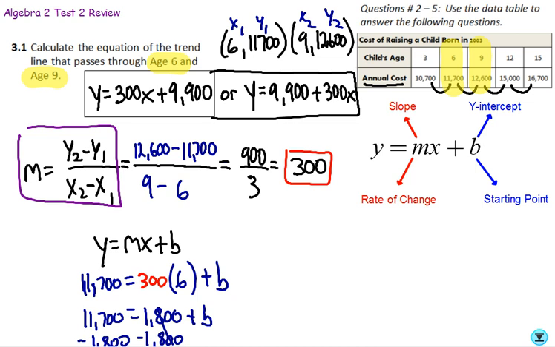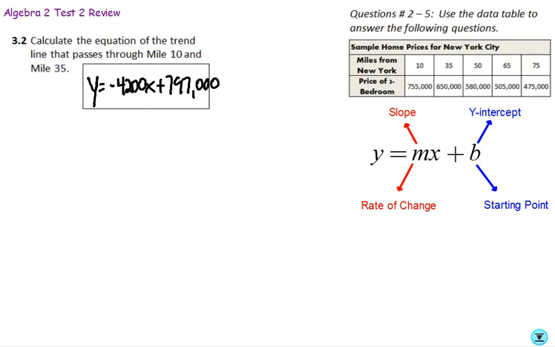All right, so let's check to see what you got for 3.2. So for 3.2, you should have got y equals negative 4,200x plus 797,000. And the reason why that slope, the rate of change, is a negative 4,200, is that if you remembered our graph, it was going downhill. So what that means is that as you move away from the city, the price is actually going down. It's getting cheaper. So that's why that slope would be a negative.